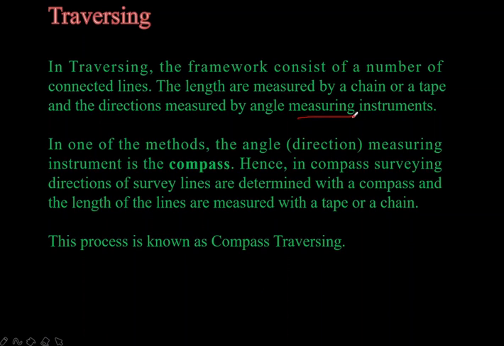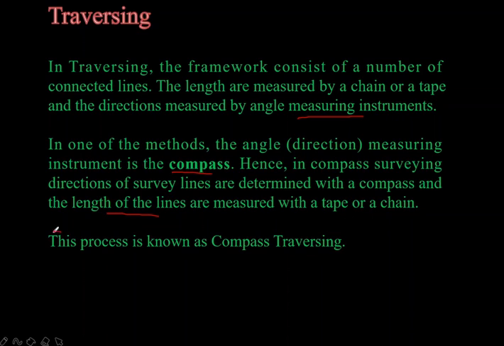So what are the measuring instruments? There are some of the measuring instruments, but in this session we will focus on the prismatic compass only. So in one of the methods, the angle measuring instrument is the compass. Hence, in compass surveying, the direction of survey lines are determined with the compass and the length of the lines are measured with the tape or chain. Okay, angles measured by compass, length of lines measured by tape or chain.